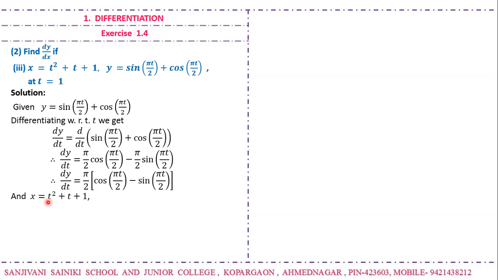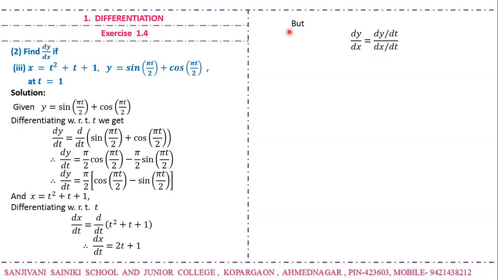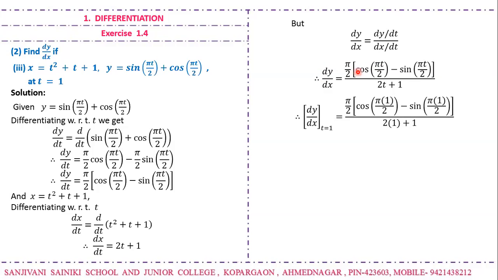Then take x is equal to t square plus t plus 1. Again, differentiate this with respect to t. dx by dt is the derivative of t square plus t plus 1. The derivative of t square is 2t, the derivative of t is 1, and the derivative of 1 is 0. So dx by dt is 2t plus 1. Now using parametric differentiation, dy by dx is equal to dy by dt upon dx by dt. Put those values in this derivative and simplify at t is equal to 1, because we want to find the derivative of the function at t is equal to 1.